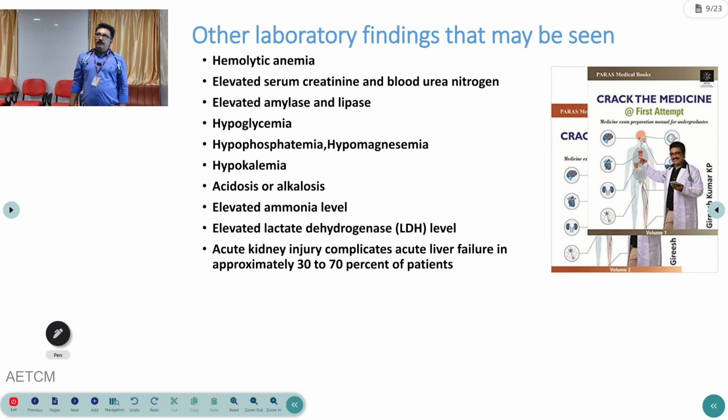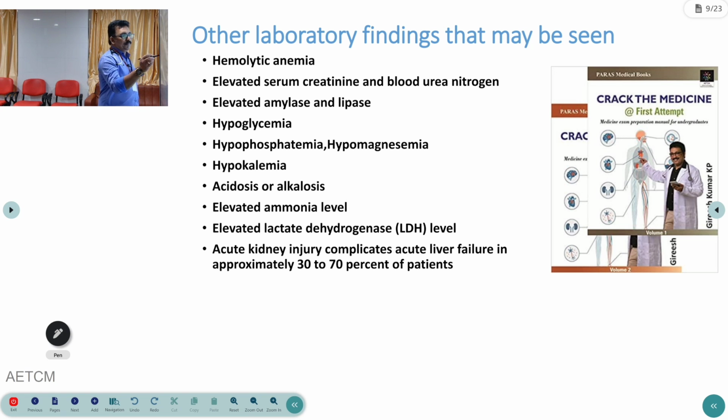Now other laboratory investigations, depending on the clinical scenario: hemolytic anemia can be there in patients, elevated creatinine and urea can be there because of the hepatorenal syndrome, elevated amylase and lipase because of the sepsis or multi-organ dysfunction, you can get that. Hypoglycemia is very common in liver injuries, hypophosphatemia, hypomagnesemia, hypokalemia, all these things can be associated with liver injury. Acidosis or alkalosis, depending on the condition which produces liver injury, should also be checked. ABG should be asked. Elevated ammonia level.